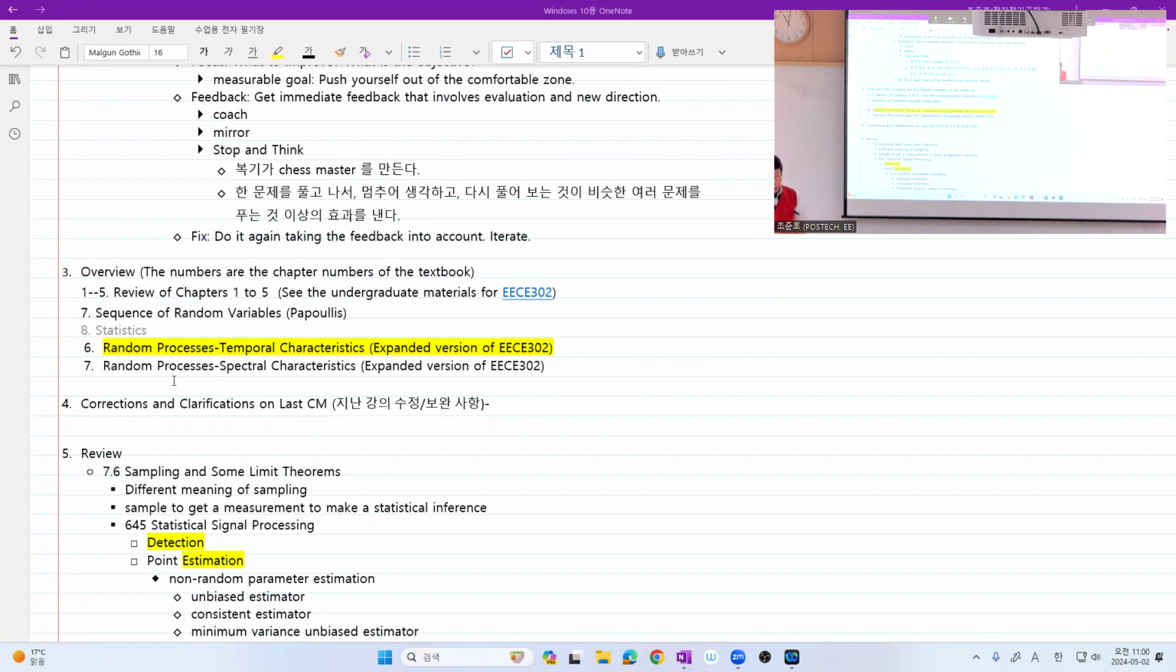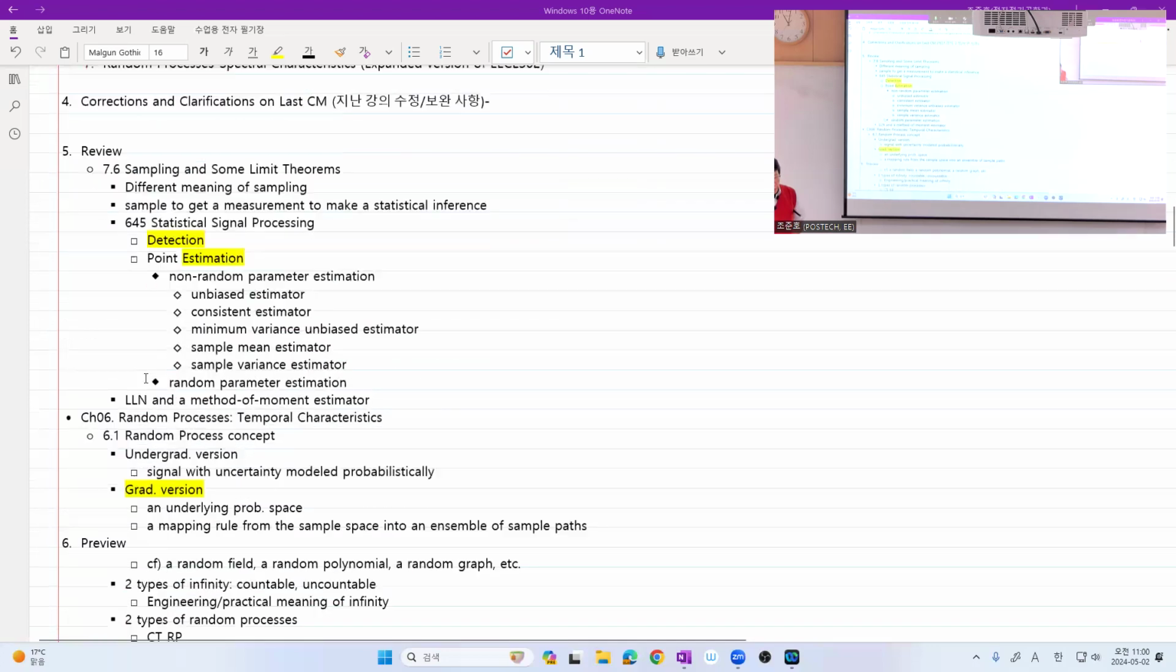In the last meeting, we started to study random processes. But we need to review the last part of chapter 7 and the first part of chapter 6. So we started to discuss what is sampling. And sampling means a lot of different things, even in electrical engineering. In signals and systems and the following courses, sampling usually means to convert the continuous time signal to a vector signal or a discrete time signal.